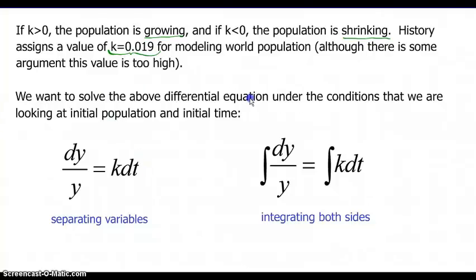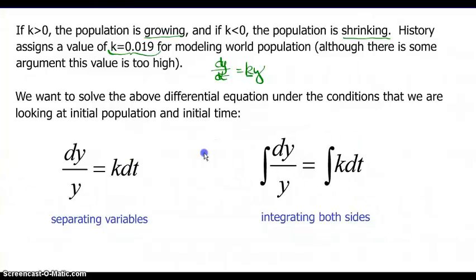We want to solve the above differential equation, this whole dy/dt equals k times y, under the conditions that we're looking at an initial population and an initial time. So we want to separate everything to do with y and dy on one side, everything to do with t and dt on the other. We can just leave our constant over here on the right-hand side of the equal sign. No need to keep it with the y. So we're going to separate, and then we're going to integrate.